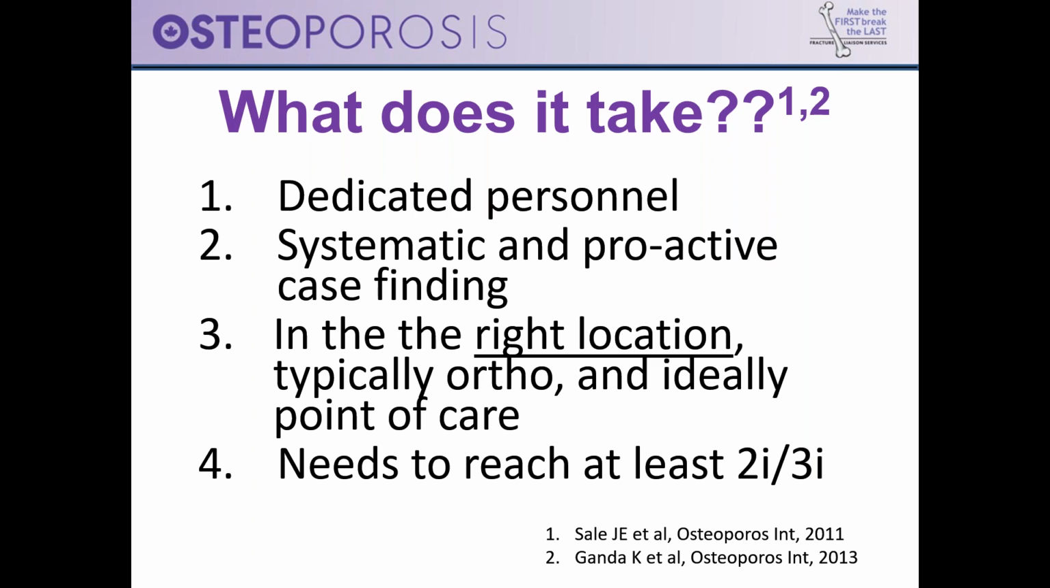In terms of what location you need to do this in, it has to be in the right location. It has to be in a location where the fragility fracture patients typically intersect with the osteoporosis service. So to do this in, for example, a rheumatology clinic is not the right location because most of the fracture patients are not going to show up at the rheumatology clinic. You need to do this where the patients are seen. So the common points are usually the emergency room or the orthopedic service.